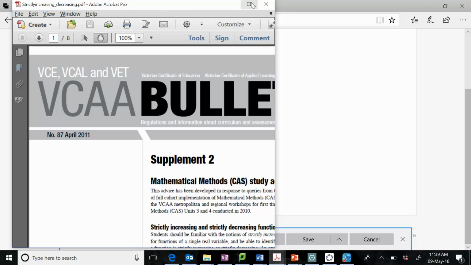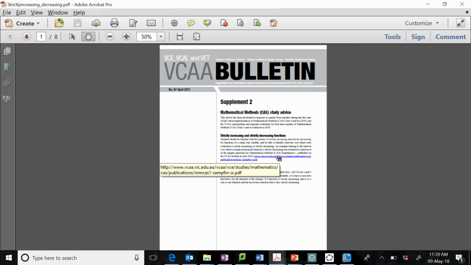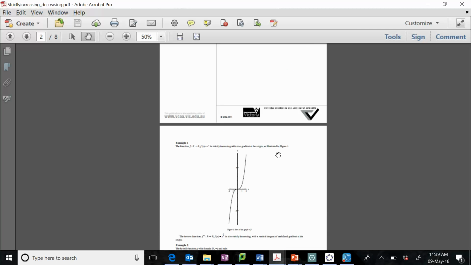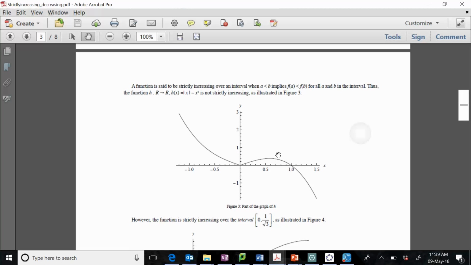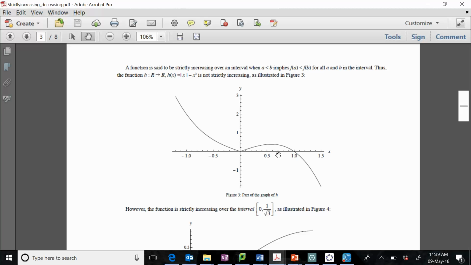Alright, here we go. In the VCAA description, let's find an example. How do you do it? Question: what is it? The function is said to be strictly increasing over an interval from a to b as long as... f of a to b thus is not strictly increasing. Well, that's obvious, anywhere that's decreasing.